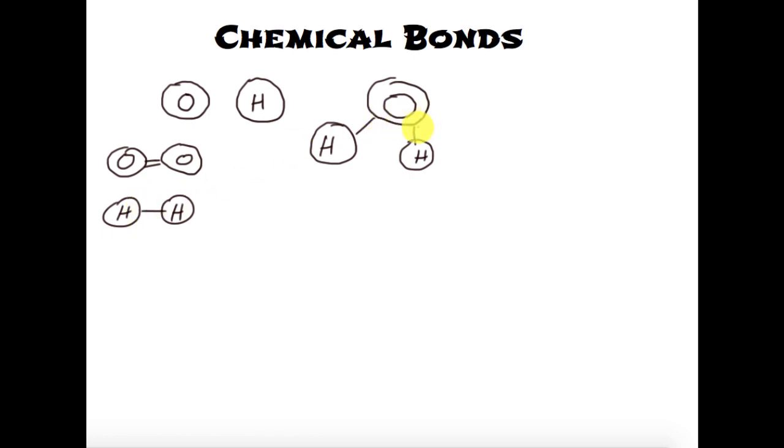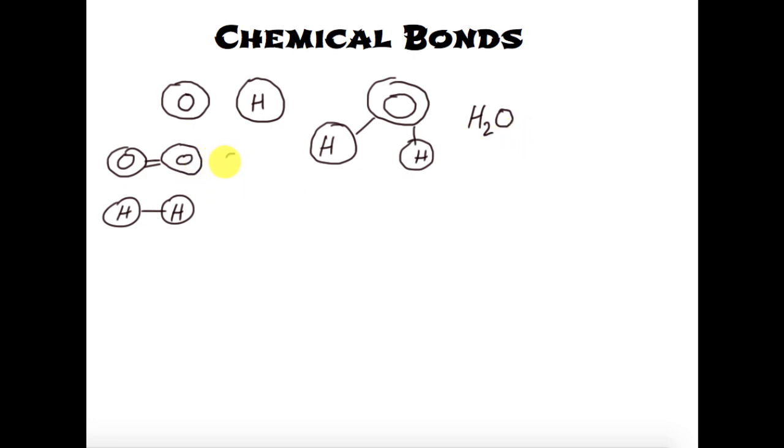When we write these compounds, we need a way of writing the formula so we don't have to keep drawing pictures all the time. We want a notation to represent those. This is where chemical formulas come in. A chemical formula is a representation of the molecules and compounds that we're going to be creating. This would be the chemical formula for water. It tells us that there are two hydrogens and one oxygen atom in our single molecule of water.